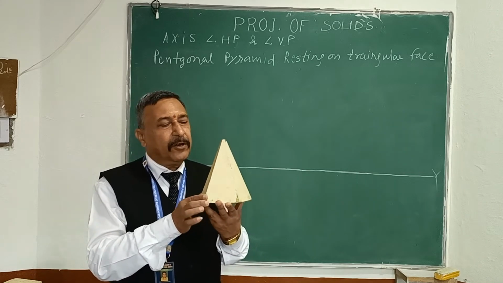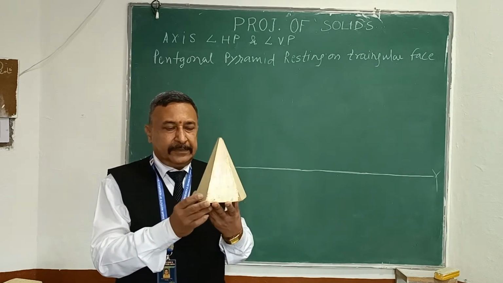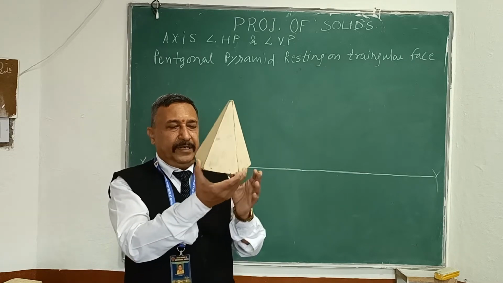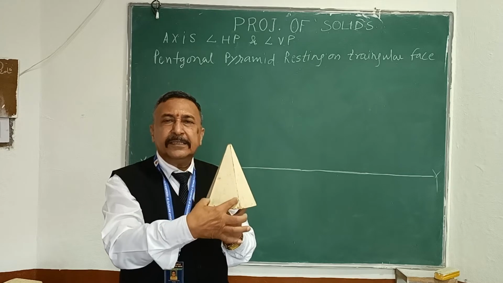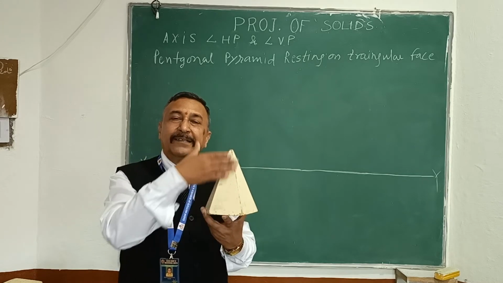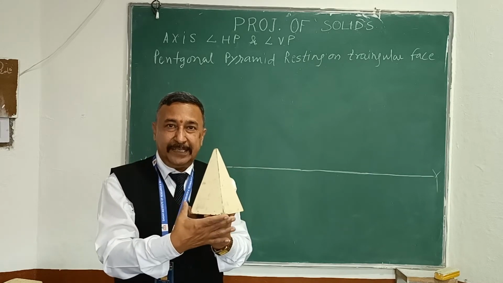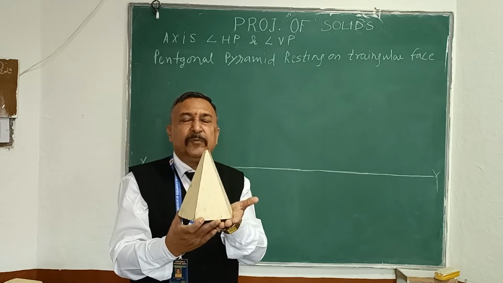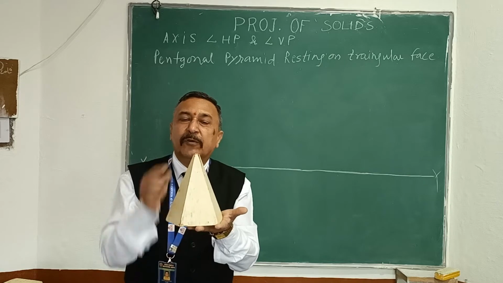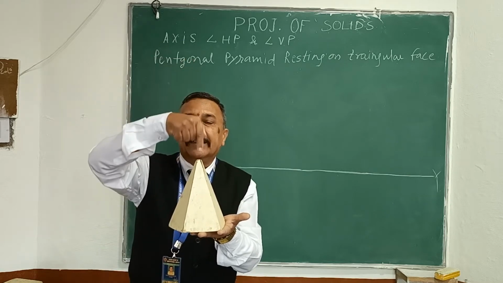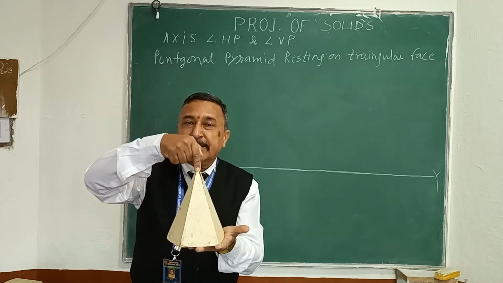See, this is a pentagonal pyramid. So in a pyramid, the faces are triangular and slanting. The main thing is, now see, this is a position when the axis is perpendicular to HP. This is axis perpendicular to HP.